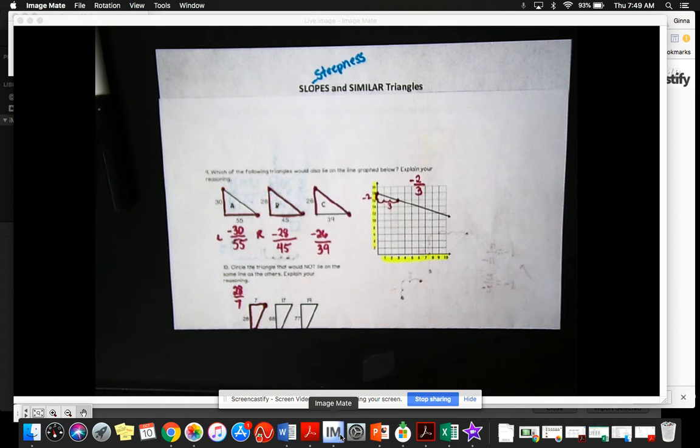So at this point, you have about 15 to 20 minutes. Go ahead and get started, glue it in, and finish your assignment. Use your notes to help.